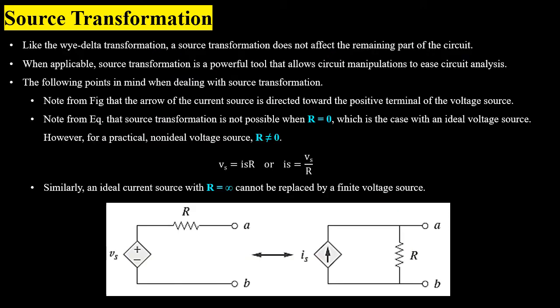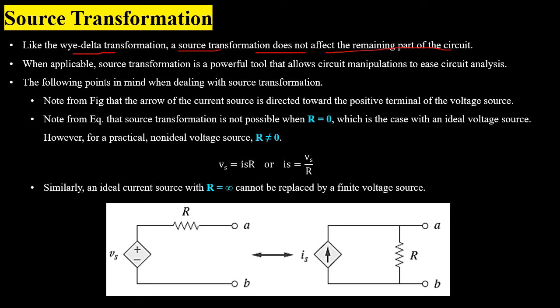As you know, whenever you apply a circuit simplification technique, it won't affect the remaining part of the circuit. Like if you have two resistors in series and you replace them with an equivalent resistor, the remaining circuit remains the same, or if you use delta Y transformation, the remaining part remains the same. In the same way, the source transformation doesn't affect the remaining part of the circuit.